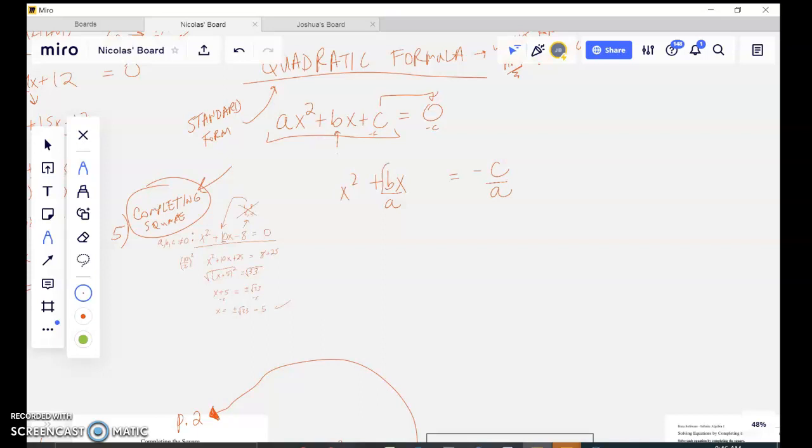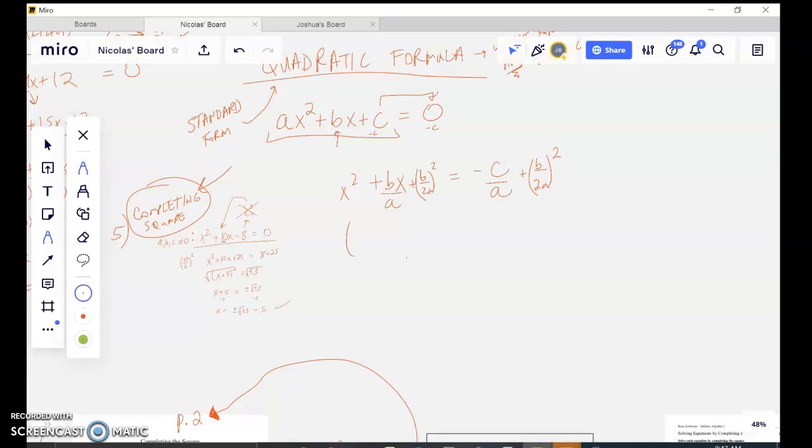Remember, we take this middle term, the b over a term, divide it by 2 and square it. Dividing b over a by 2 just means multiplying by a half, so that's basically b over 2a, and then we square that. We add that to both sides: plus b over 2a squared on each side. Now that we have that, we can finish completing the square on the left side.